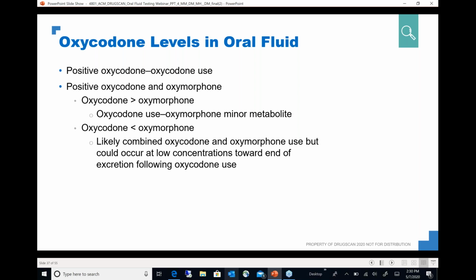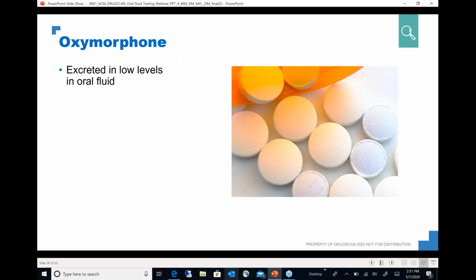But you may see the oxymorphone at low concentrations toward the end of excretion following oxycodone. It's the same as finding hydromorphone at the end of the excretion following the ingestion of hydrocodone. They follow the same pathways. Oxymorphone by itself is excreted at very low levels in oral fluid.